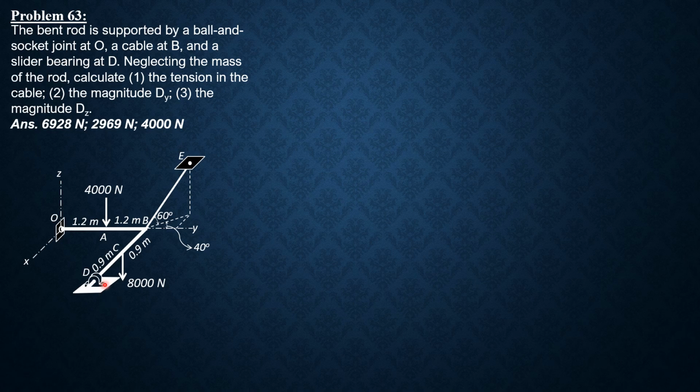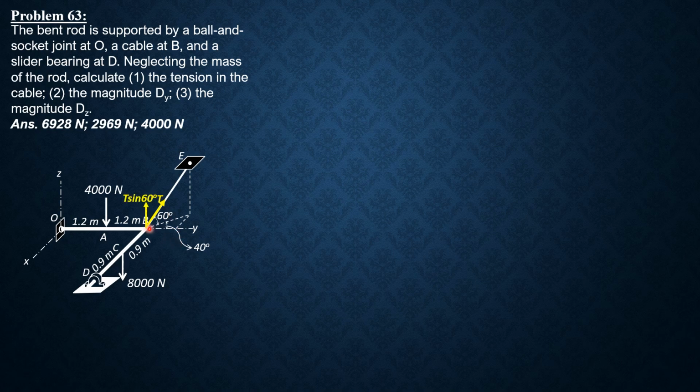First, this is a slider bearing, so there's no reaction component along this rod. So only perpendicular to the rod, and that is dz and dy. So there's no dx. So we will denote the tension in the cable as T. Then the vertical component or the z component of T is, because this is vertical, horizontal, and it makes 60 degrees, T sine of 60 degrees.